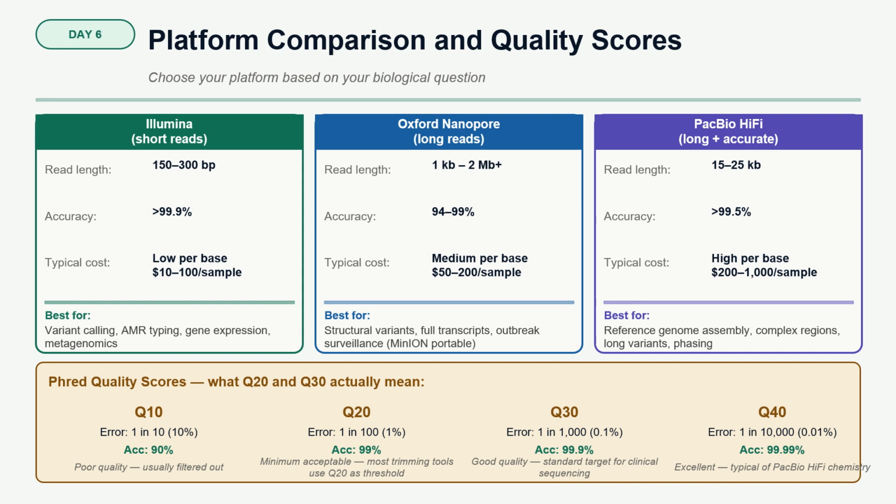The read length of PacBio is much longer. However, their accuracy also varies, and the cost also varies. Of course, the most expensive is PacBio. What Illumina is best for is variant calling, antimicrobial resistance typing, gene expression, and metagenomics.